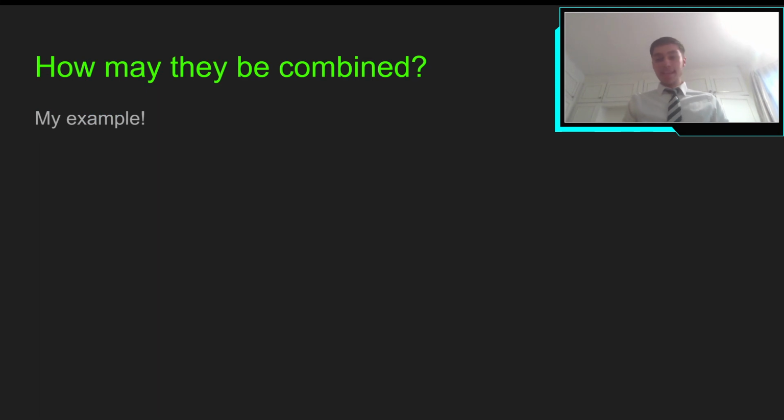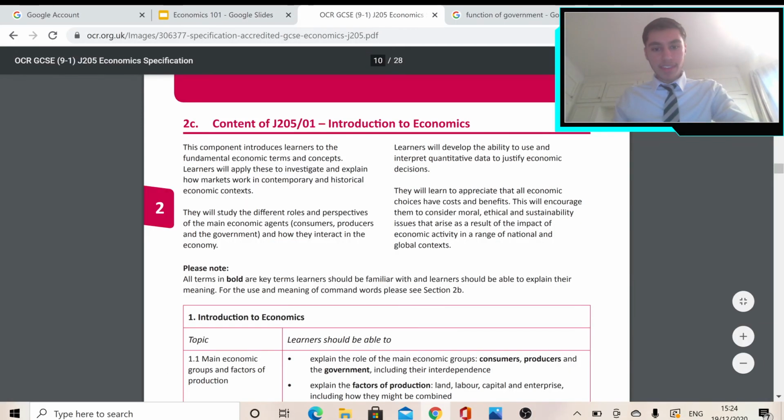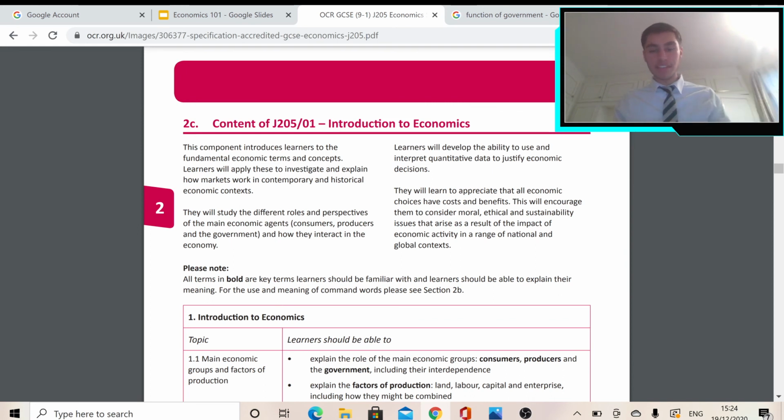And that brings us to the end. As you can see, I covered everything in 1.1, which is the main economic groups and factors of production. Explain the role of main economic groups: we learned consumers, producers, government. And explain the factors of production, land, labor, capital, and enterprise, and how they might be combined. I tried to explain every single concept that you would need to know in order to attempt the future questions and to understand the future concepts as well.